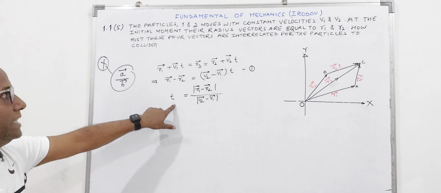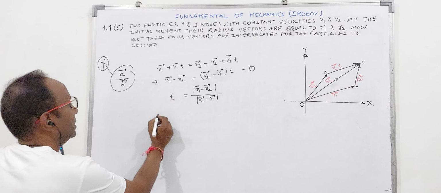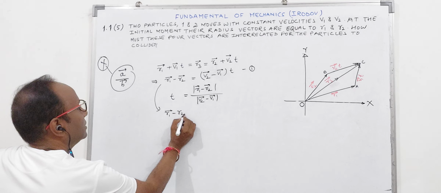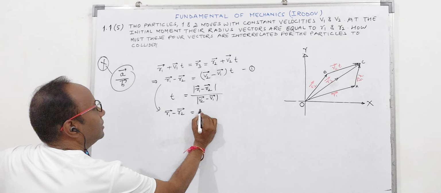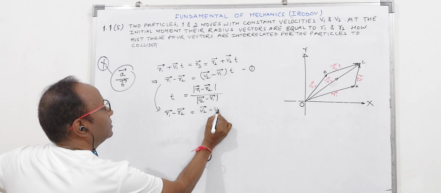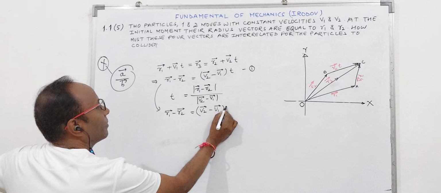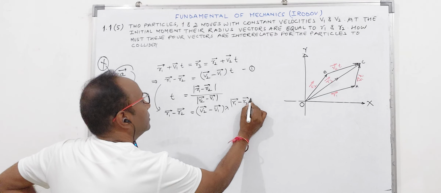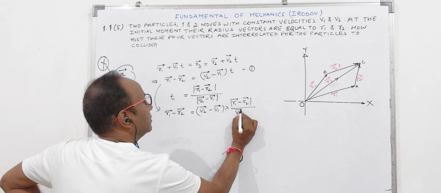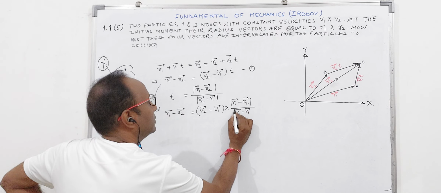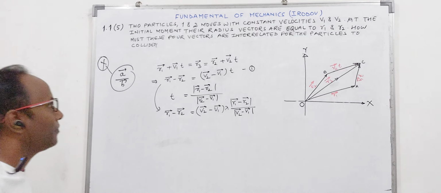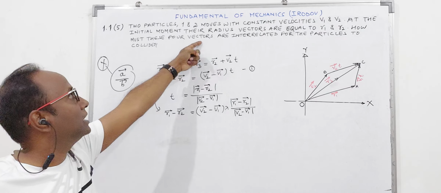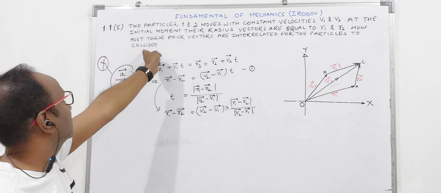Putting the value of t in equation 1, r1 minus r2 equals v2 minus v1 into the magnitude of r1 minus r2 divided by the magnitude of v2 minus v1. So this is the relation that the question is asking for, how they are interrelated for the particles to collide.